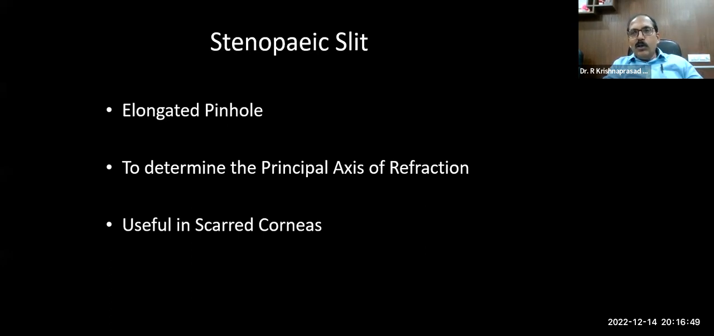And you cannot put them on the autorefractometer. There will be no reading that comes from the autorefractometer. If you want to do an objective retinoscopy, you don't get any reflexes properly. So then how do we refract them subjectively? What you do is dilate those patients and put the Stenopaeic slit. Keep moving it, or ask them to move it themselves. At one particular axis of the Stenopaeic slit, they see their vision improves. That means that is one of the axes, the principal axis of refraction.